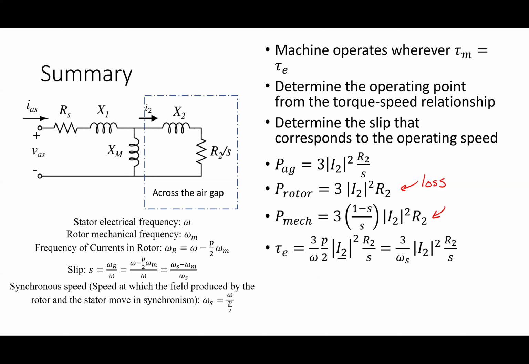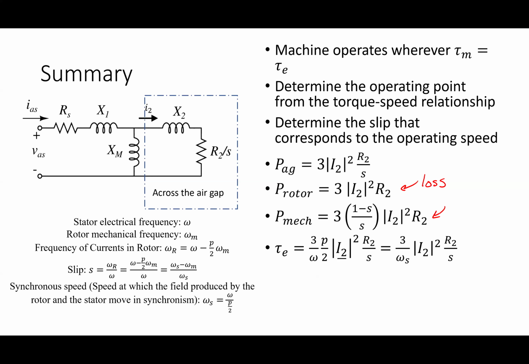Okay. And then what we did was I divided this by... How did I get from here to here? I'll ask you guys, how did I get from here to here? How do I get from power to torque? Divided by the mechanical speed, right? And I manipulate that so it's in terms of the synchronous speed. All right, so those are our key relationships.